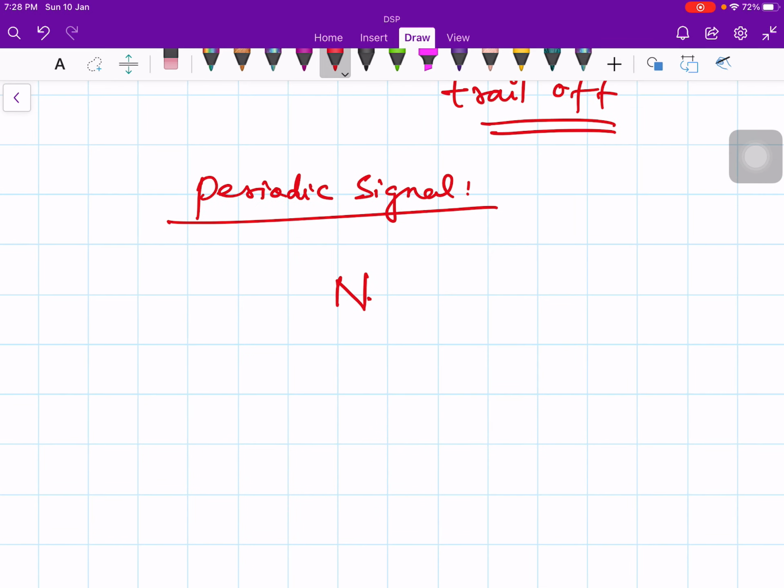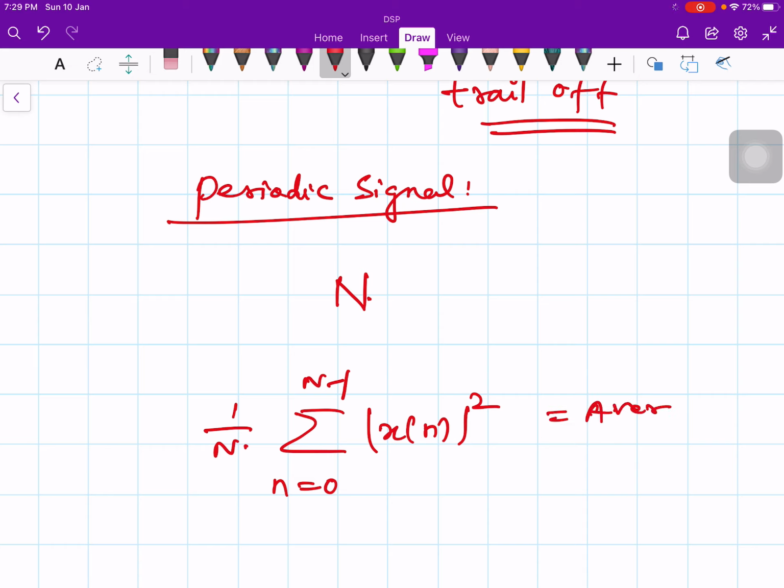Because every period is an identical replica of any other period, what you do is you take the square of the modulus of x of n, and then sum them up, let's say n equals 0 to N minus 1, and multiply by 1 over N, that is enough. Because at small n equal to capital N, it starts repeating, and you divide by capital N, it will give you the average power of the periodic signal.